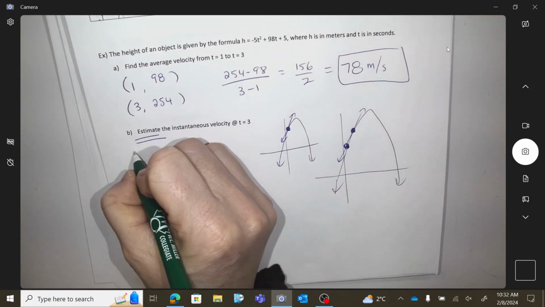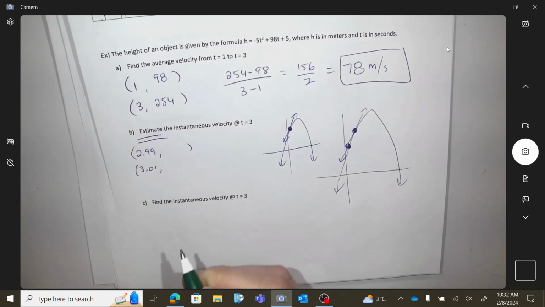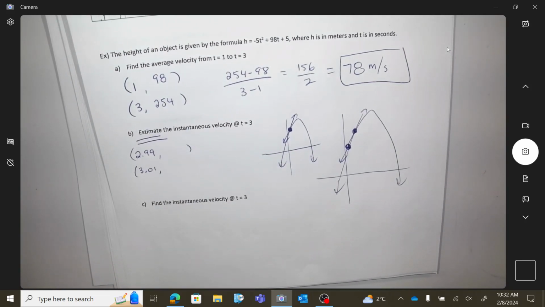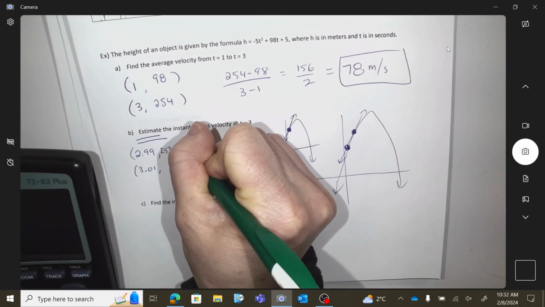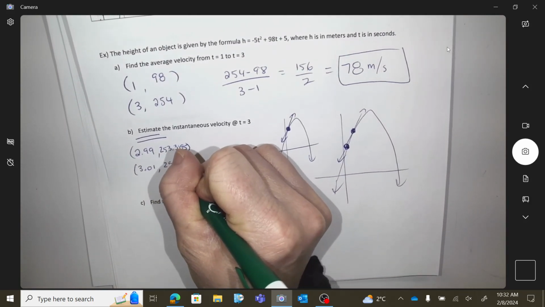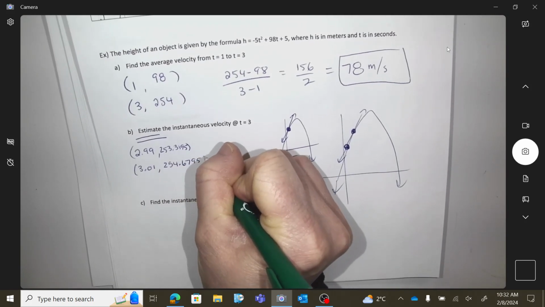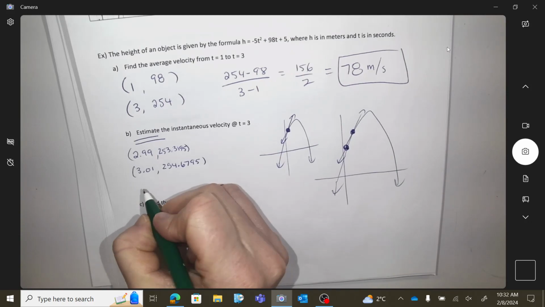So I'm going to go 2.99, and I'm going to go 3.01. Are you okay if I tell you these numbers instead of your calculator? Yes. 253.3195. Ready? 254.6795. Okay, give me a y2 minus y1.